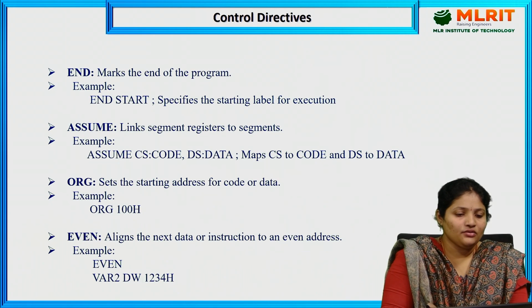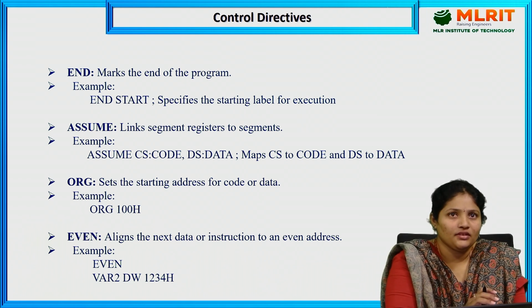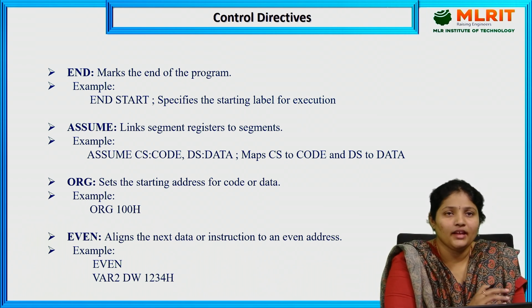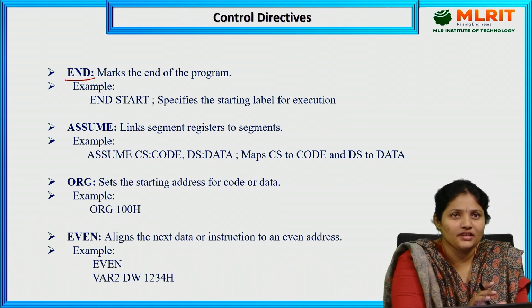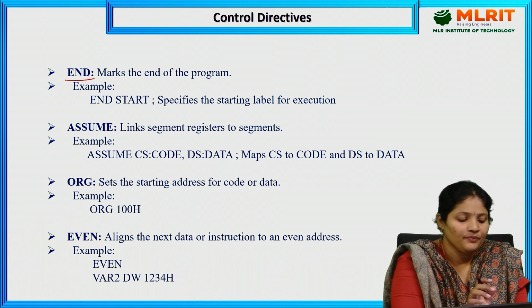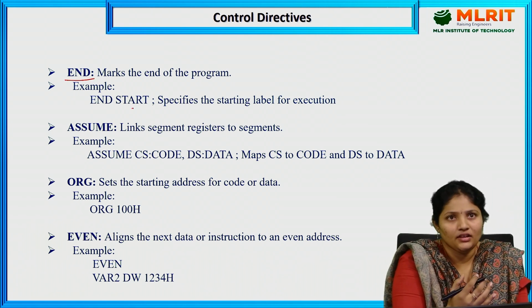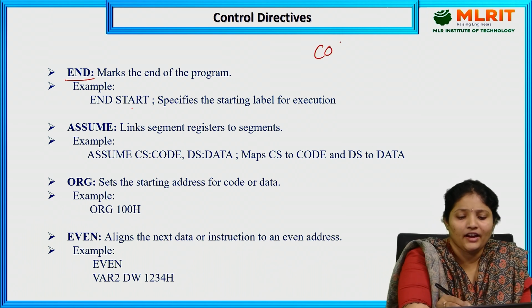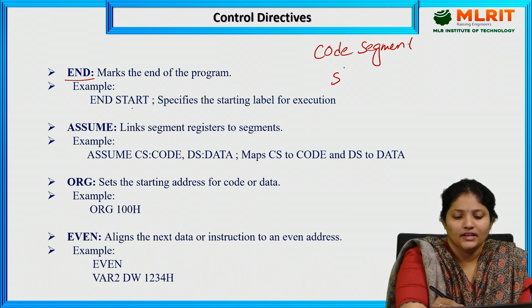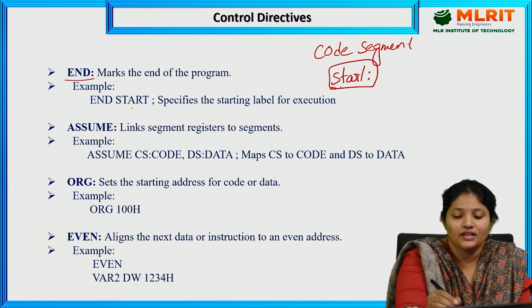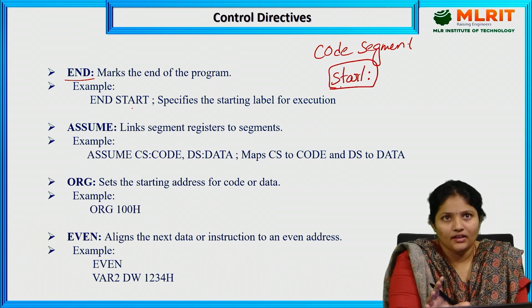Next, coming to control directives. These directives control the execution of the program. Here END means it represents that the program ends here. END start. To execute the main program, while writing the code segment, we will be using the start directive. So here we are mentioning that we are starting the execution of the program.